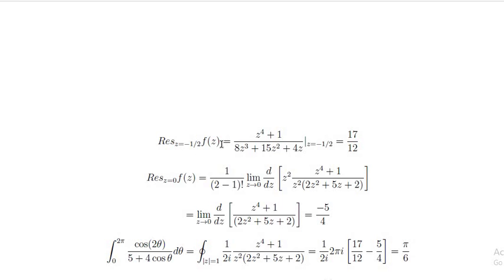Residue at z equal to minus 1 by 2 equal to 17 by 12. Residue at z equal to 0, that is a double pole. So using the formula, we will get the answer as minus 5 by 4. Then by residue theorem, integral over c f of z dz equal to 2 pi i into sum of the residues. So here integral 0 to 2 pi cos 2 theta by 5 plus 4 cos theta d theta is equal to 1 by 2i into 2 pi i into sum of the residues. So after simplification, we will get the answer as 5 by 6.